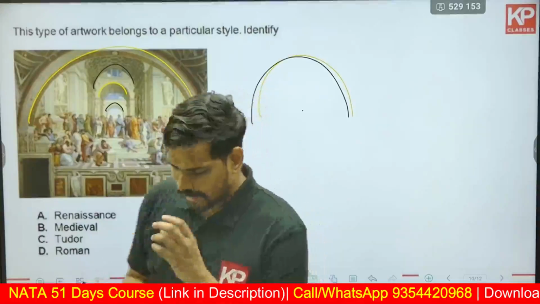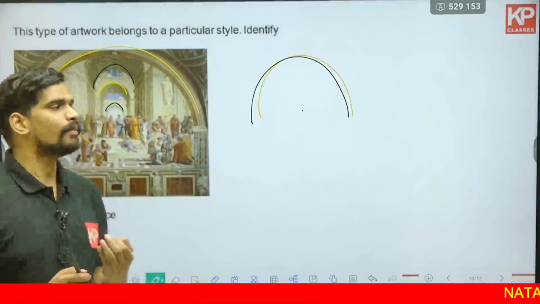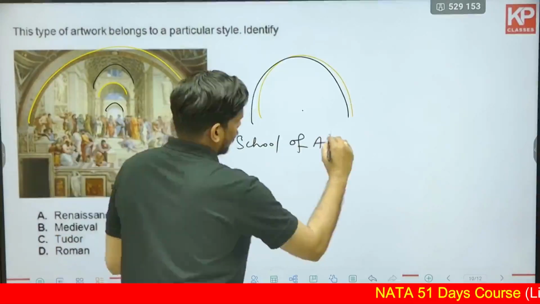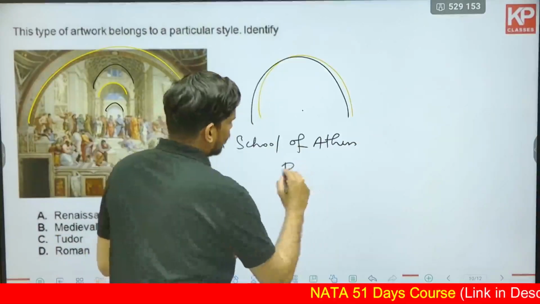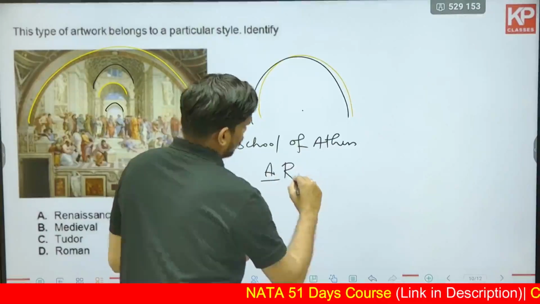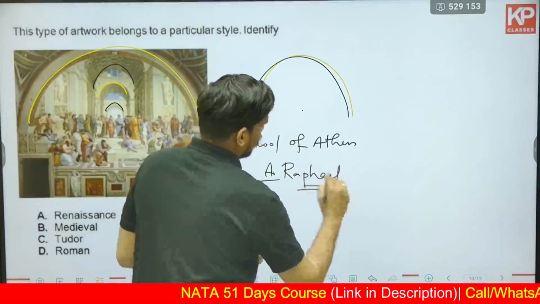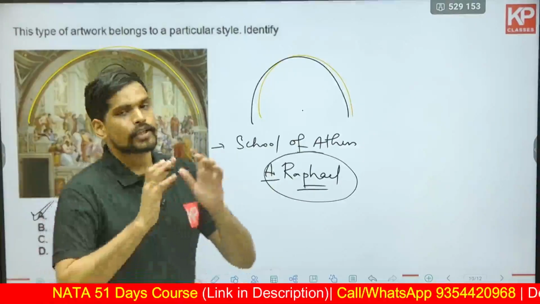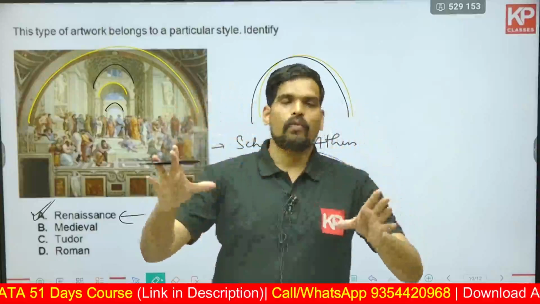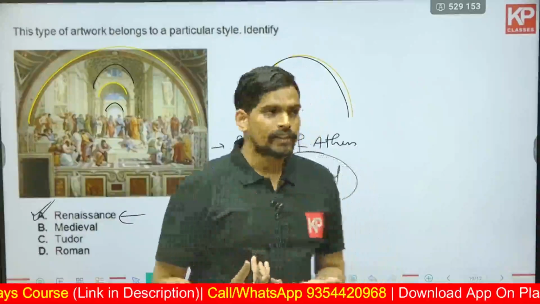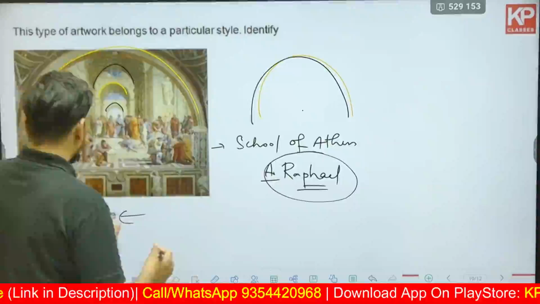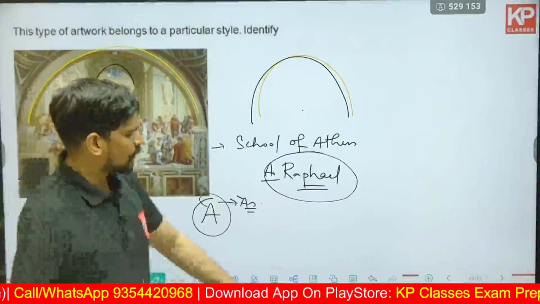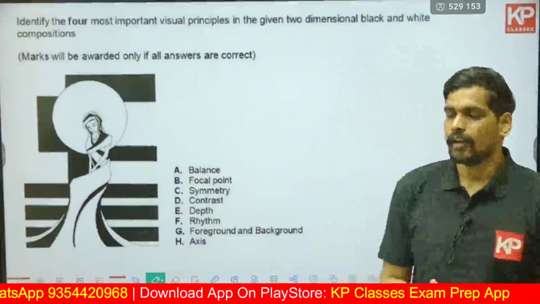So this particular painting, the School of Athens, was painted by the artist Raphael, who is an artist of Renaissance style. This is actually not a painting, it's a fresco. Fresco is something where the artwork is done on a wall on wet plaster. It is an identity of Renaissance style buildings. So the correct answer for this question is going to be option A. A very straightforward one if you know the basics of art and styles of art.